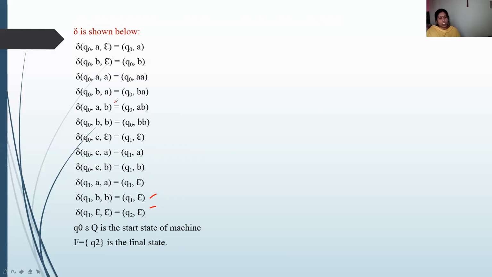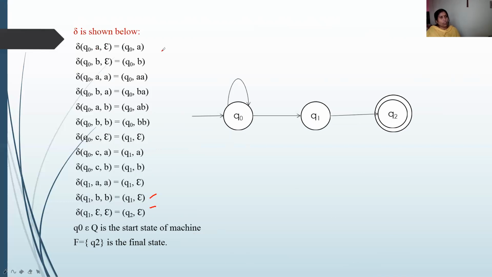For this we can construct a transition diagram, in which Q2 is the final state. How many states are there? Q0, Q1 and Q2 are the states, and Q2 is the final state we are representing. Q0 is the initial start state. You can check here: Q0, A, epsilon goes to the same state itself. A comma epsilon slash A is this one. B comma epsilon slash B is this one. A comma A slash A. B comma A slash BA. This one I am writing here.